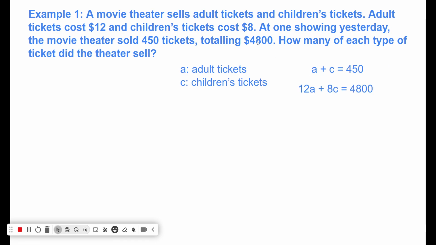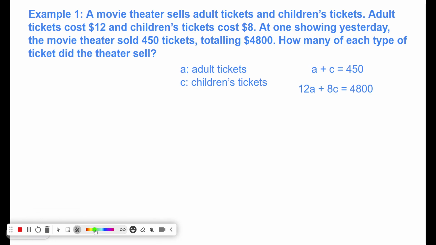And then I also know that the total amassed $4,800. Now this is where we have to connect our adult tickets and our children's tickets. Here I use 12 because I know that $12 is what it costs for each adult ticket and $8 is what it costs for each child's ticket. And then that totals 4,800. From here I've set up two equations and I can solve them any number of ways that we've been learning. I'm pretty partial to elimination, so let's get this set up.